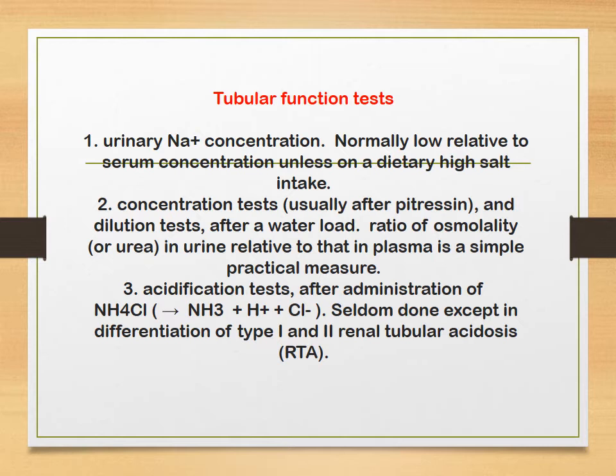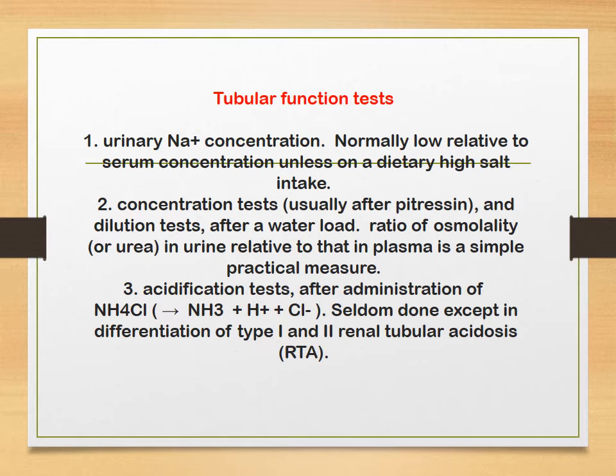The tubular function tests, proximal and distal, also need to be evaluated, like the glomerular function tests. The first one is urinary sodium concentration. Normal sodium in the urine is low relative to the serum unless there is intrinsic renal damage which cannot respond normally to reabsorption of sodium, so a large amount of sodium will appear in the urine in renal damage.